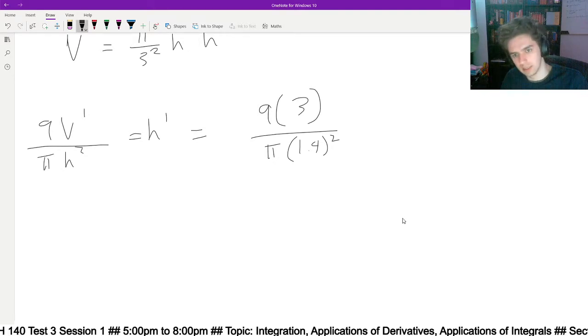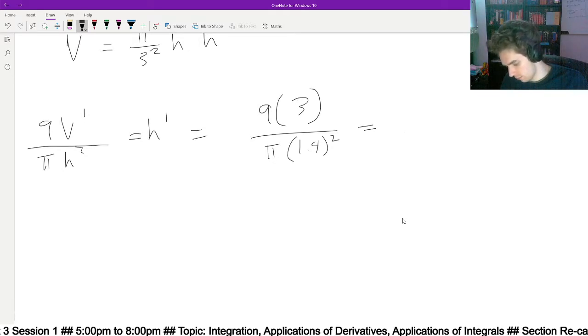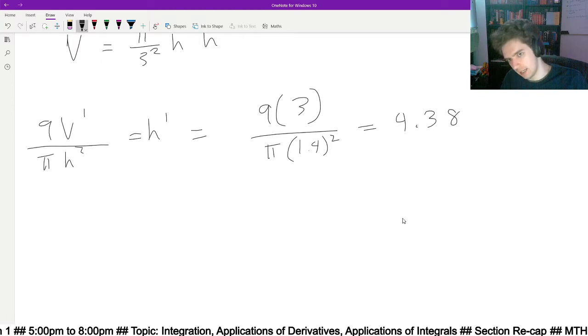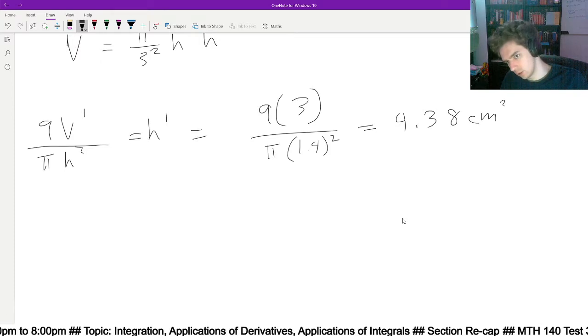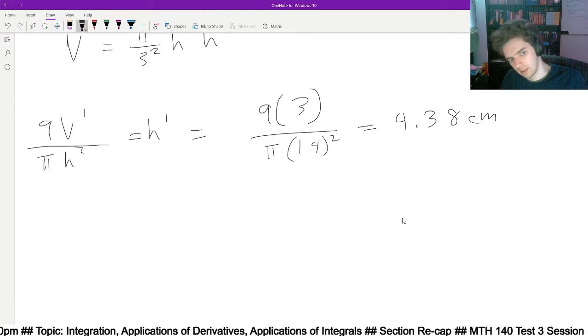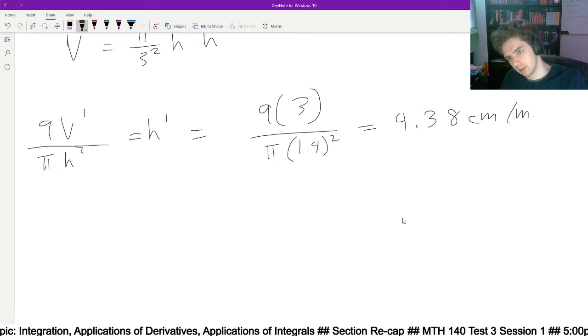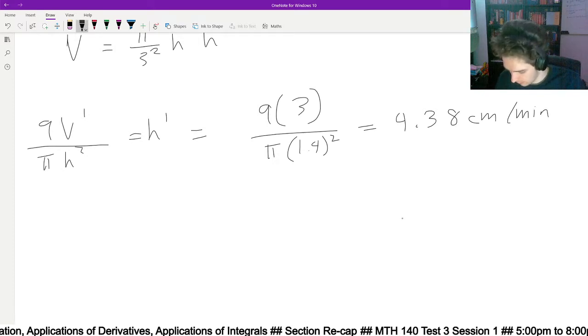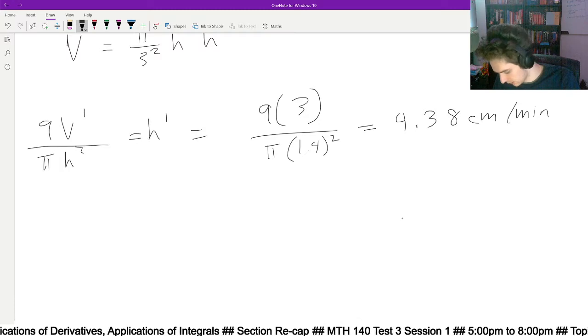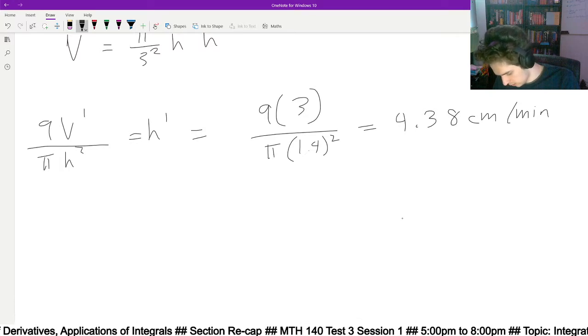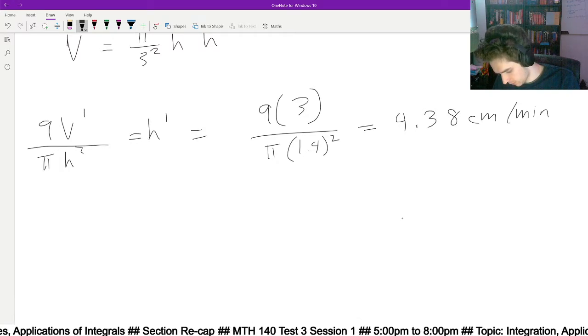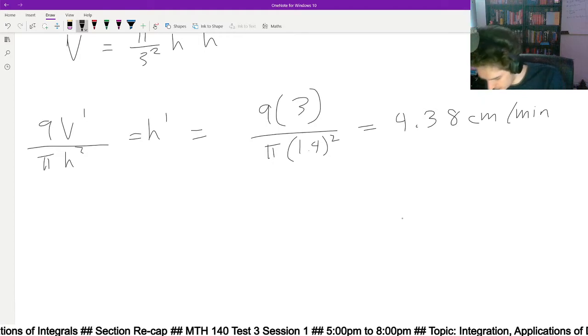So my dh by dt, I guess I could leave it as the thing, but I assume that's the same thing as what he got here. So I got 4.38 centimeters per minute. Yeah. And I'm just going to check if that's the same answer he got. He wrote it as irrational, so times 140. Oh, not the answer he got.